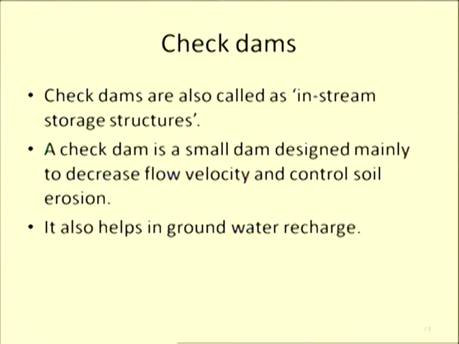I read it out for you: check dams are also called in-stream storage structures. Weirs are also in-stream, and mostly not on diverted routes, but they are in-stream storage structures. Check dams are definitely on stream. A check dam is a small dam designed mainly to decrease flow velocity and control soil erosion. As I have said, these are two things: it checks soil erosion, and it also helps in groundwater recharge. That is the byproduct. When we arrest soil erosion, velocities are reduced, and the reduced velocity augments the groundwater through recharge.